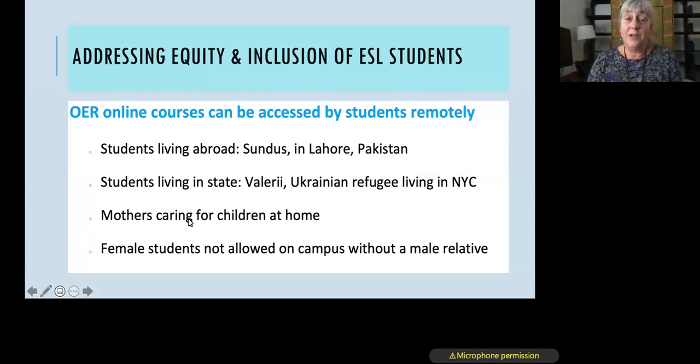Then we have this very interesting group. You don't find this so much in non-ESL courses. I could be mistaken, but young mothers with young children who just don't have any other option except to take care of their children at home. And so they'll take my class when their children are napping, or they'll get someone to care for them temporarily, but they don't want to leave their children at home. And then more infrequent are female students from traditional cultures who aren't allowed to go on campus without a male relative.